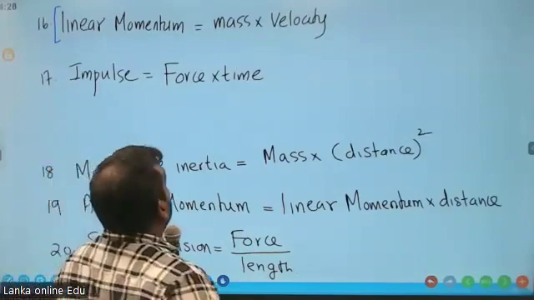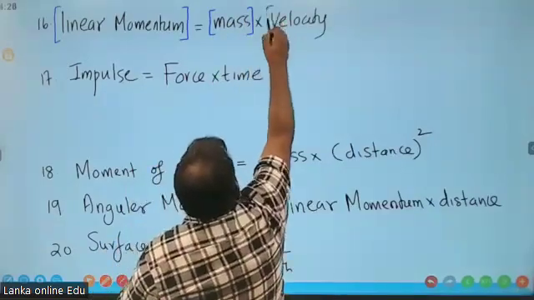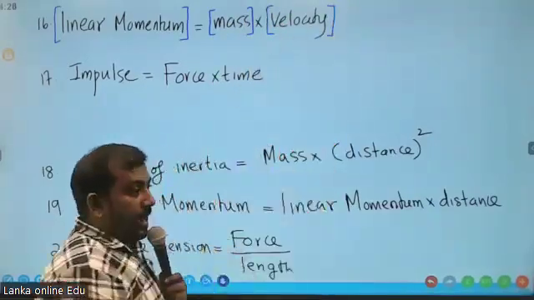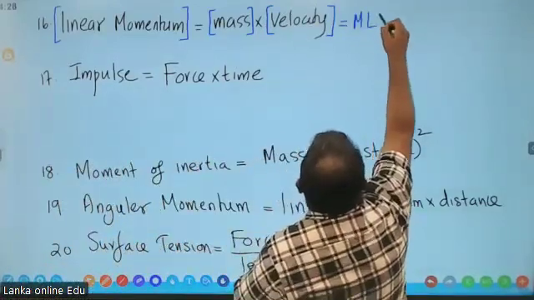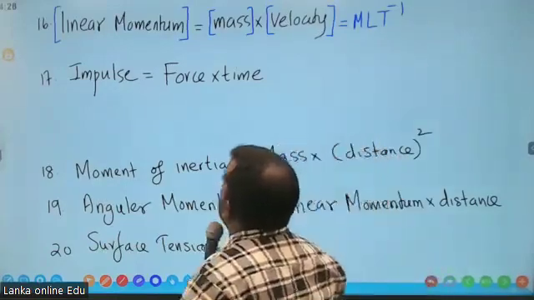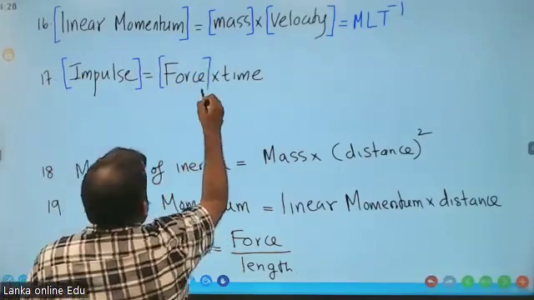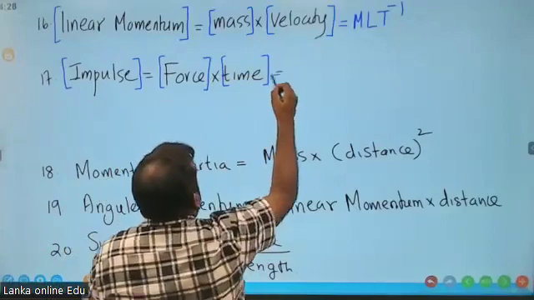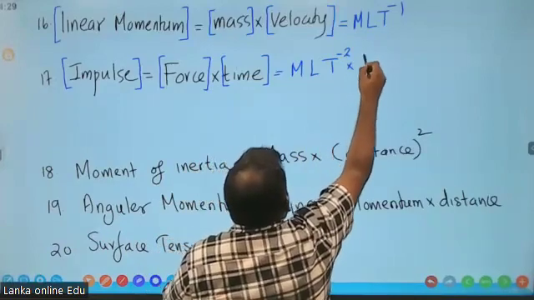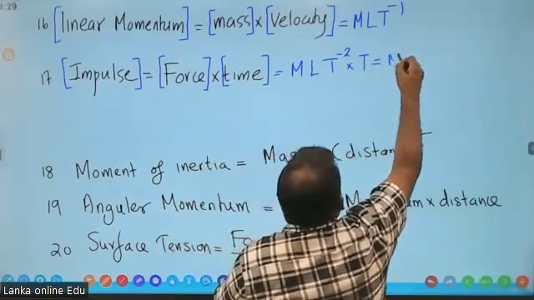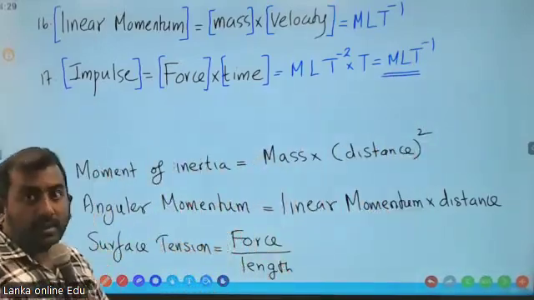Linear momentum is mass into velocity. Mass is M, velocity is LT minus 1. Impulse is force into time. Force is MLT minus 2 into T. Minus 2 plus 1 means MLT minus 1. So impulse is MLT minus 1.